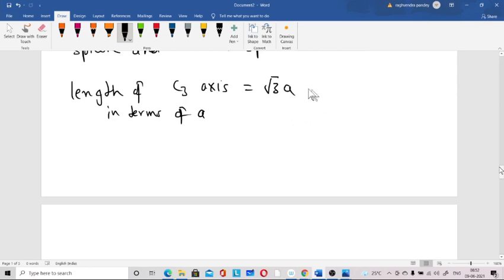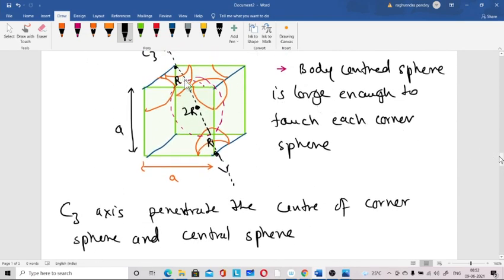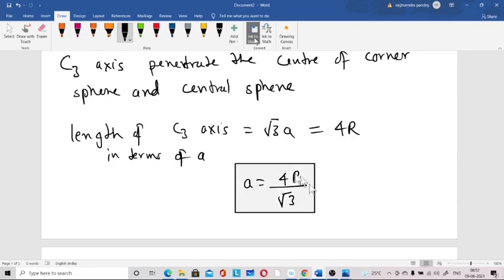And that is also equal to 4R. Somebody told that. R, 2R, and R, so that is your 4R. So we can say the relation is A is equal to 4R by root 3. So that is the relation between edge length A, 4R, and root 3.